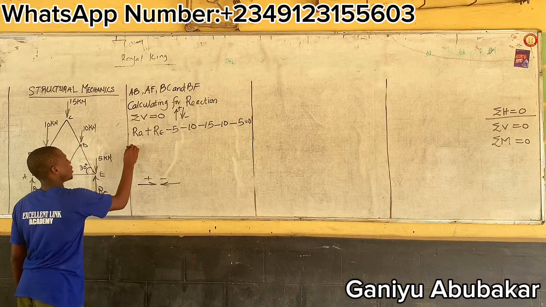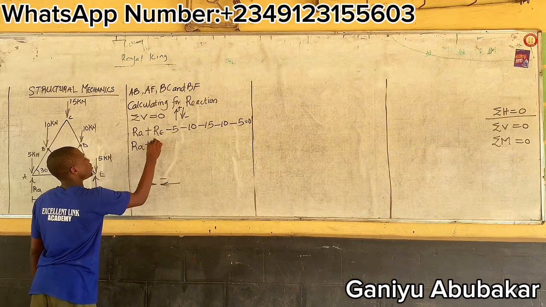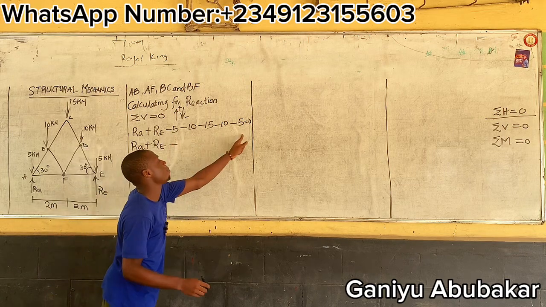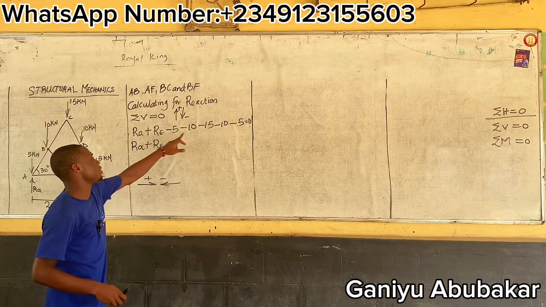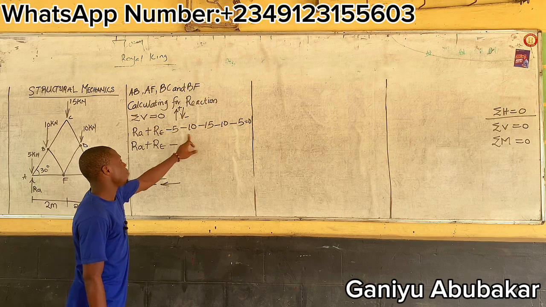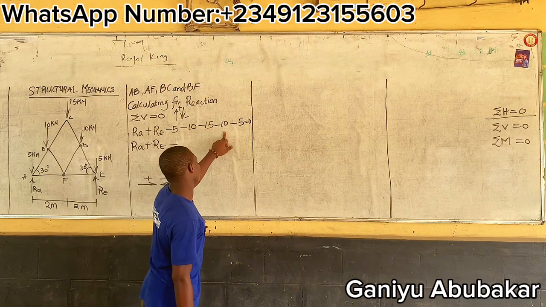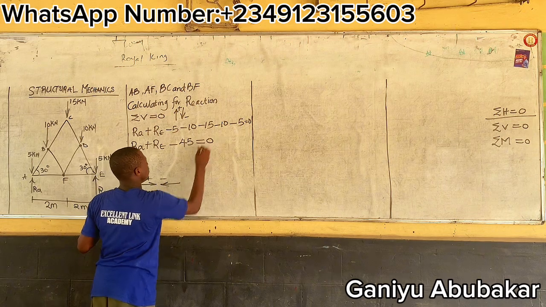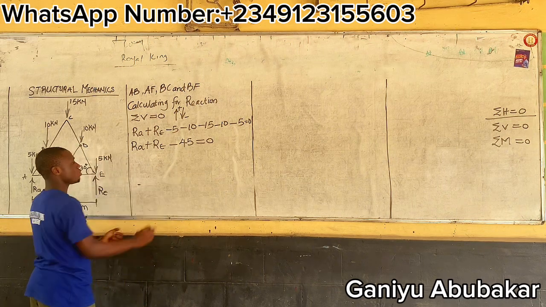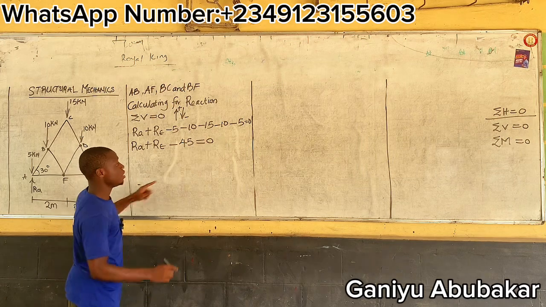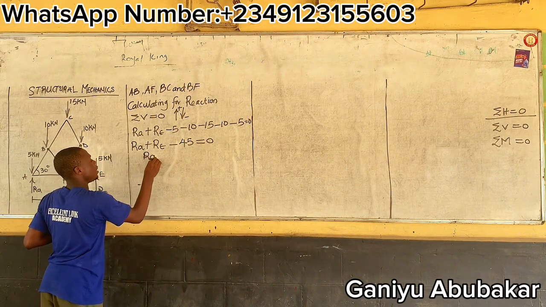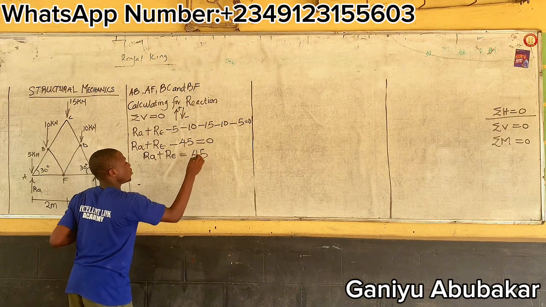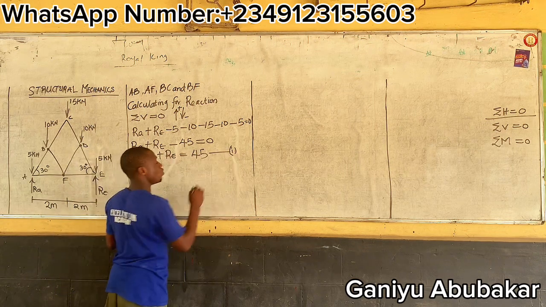From here, I have RA plus RE minus what do I have in total? Minus 5 minus 10 minus 15 minus 10 minus 5, which is minus 45, equal to 0. Taking negative 45 to the other side, I have RA plus RE equal to 45. Call this Equation 1.